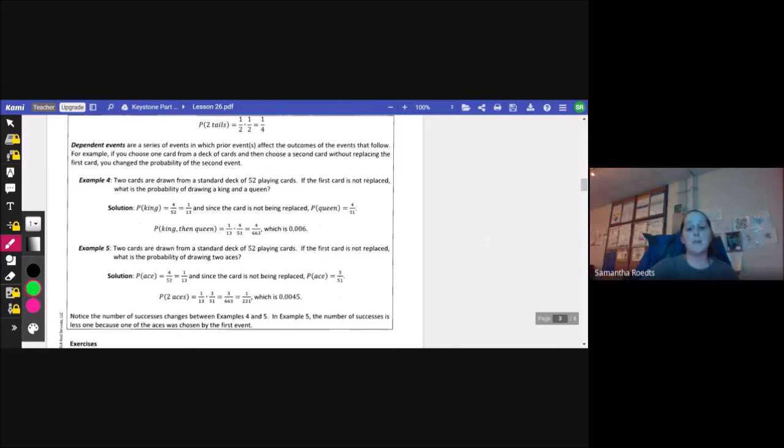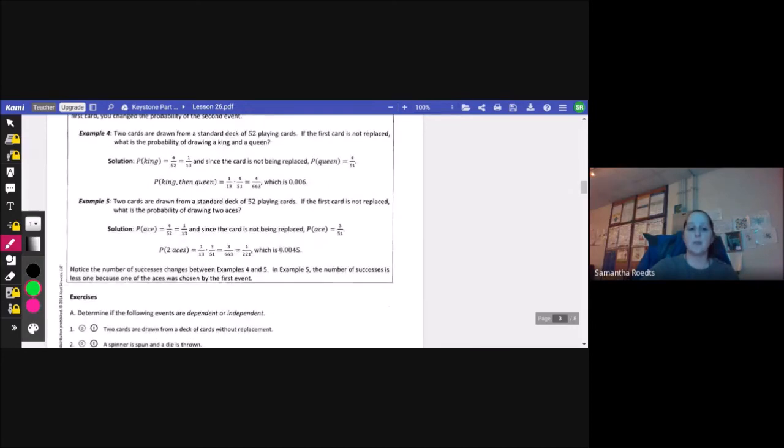Notice the number of successes changes between examples 4 and 5. In example 5, the number of successes is less 1 because one of the aces was chosen by the first event.